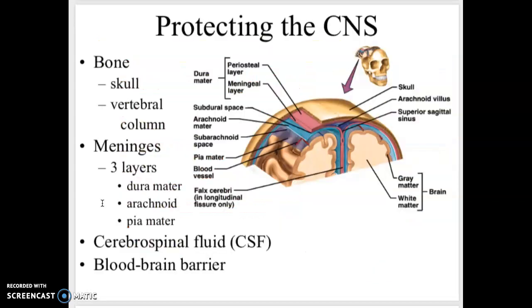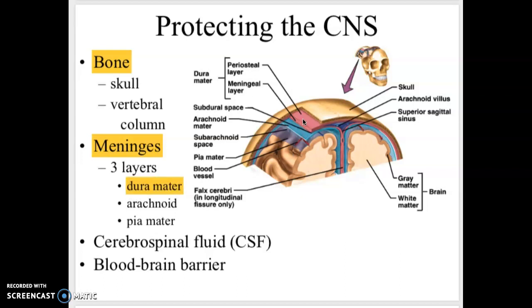The brain is protected by 4 main features. First, the bone, obviously very thick. Second, the meninges. There are 3 different layers of meninges. There's dura mater, that's very, very thick. You see it here in pink.